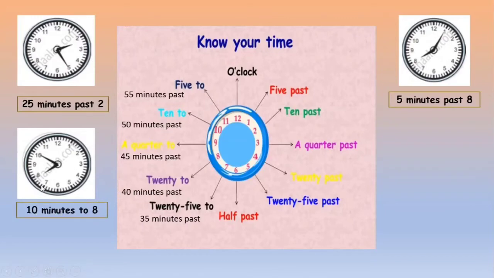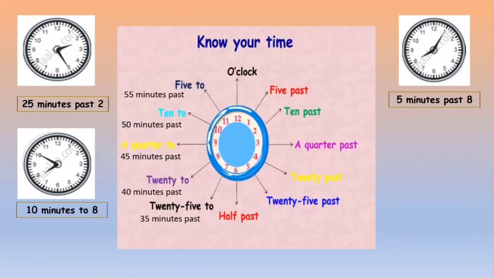So we can write 10 minutes to 8. Now you must be wondering, why did I select 8? So keep one thing in mind. When we have the word to instead of past, then we write the bigger number between these two numbers, that is 7 and 8. Which is the bigger number? 8 is the bigger number. So we write 10 minutes to 8.